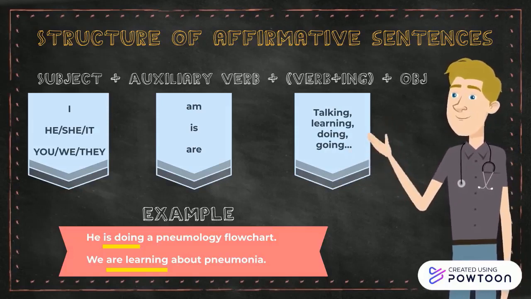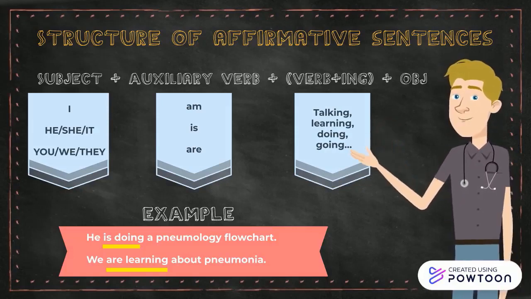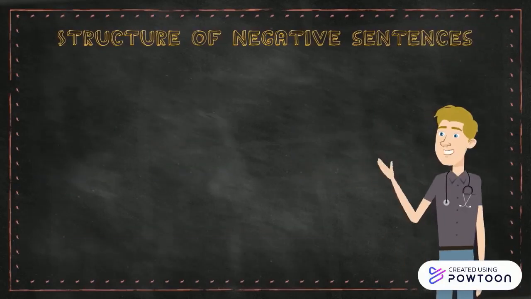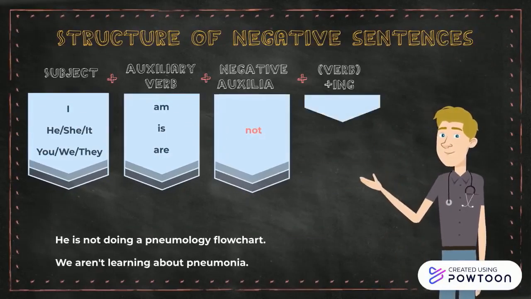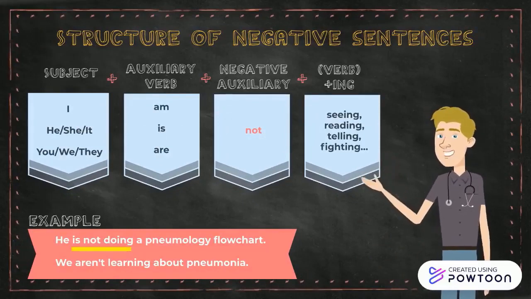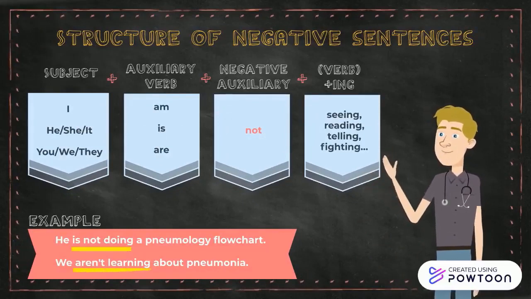Example of affirmative sentences in present continuous. He is doing a pneumology flowchart. We are learning about pneumonia. Structure of negative sentences in the present continuous tense. Subject plus auxiliary verb plus negative auxiliary, verb plus ing.